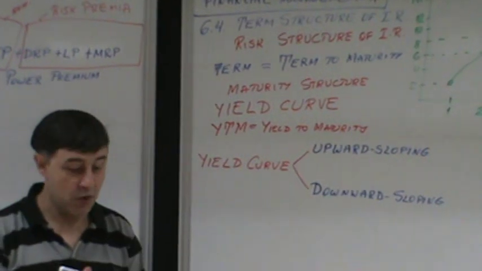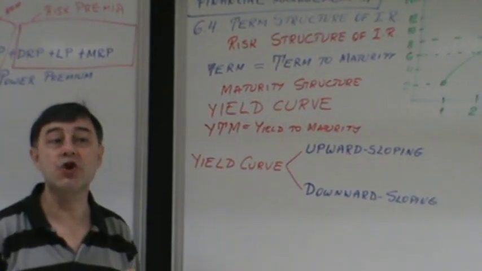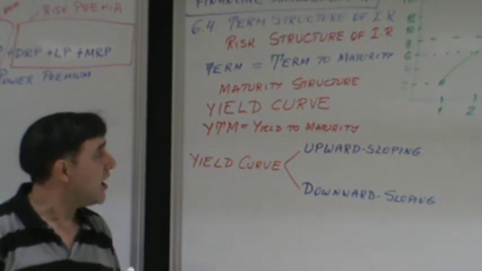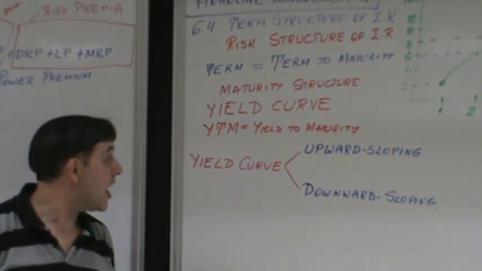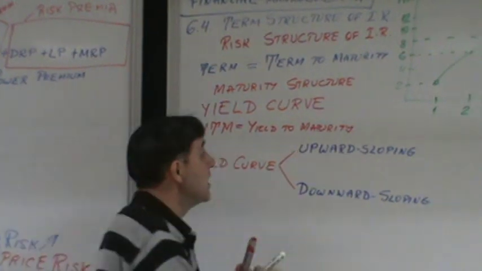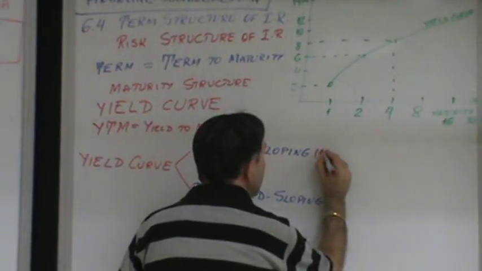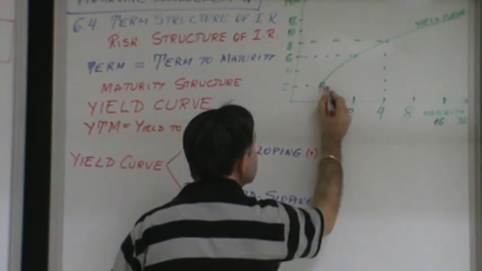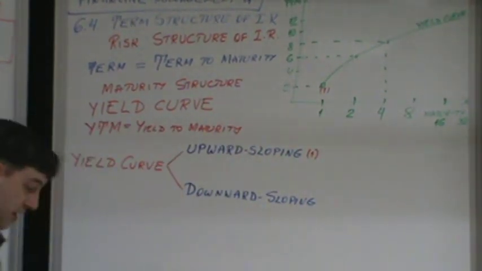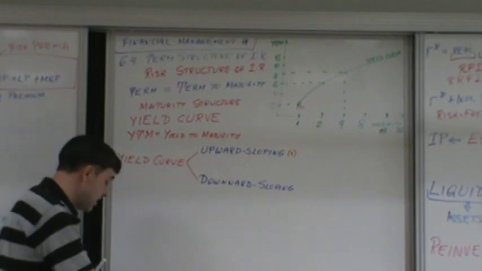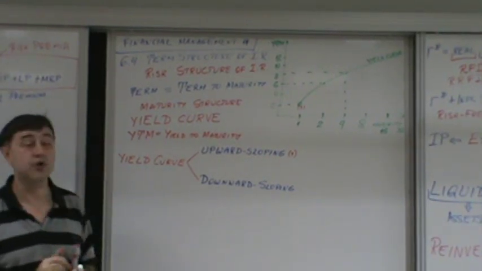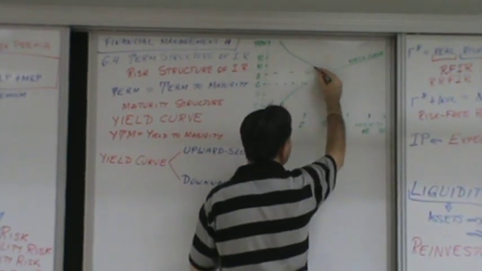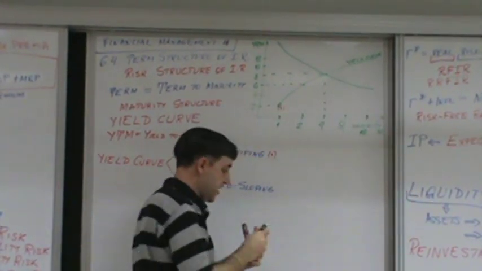And downward sloping will be, and I'll draw it here, let's do upward sloping. I'll put in red, number one here, and I'm going to draw this here as 1. Now I'm going to draw with green, downward sloping, and downward sloping will be like this.